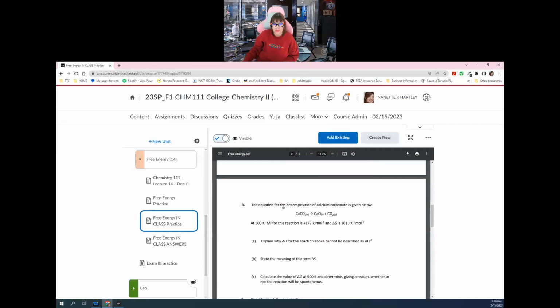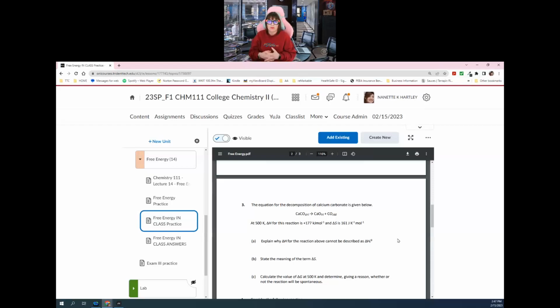Okay. The equation for the decomposition of calcium carbonate is given below. At 500 Kelvin, delta H for this is 177 kilojoules per mole, and delta S is 161 joules per Kelvin per mole. Explain why delta H for the reaction above cannot be described as a delta H not F. What does that not mean again? That means standard. So standard is 25 degrees, ambient pressure, 1 atmosphere, and we're making 1 mole of gas. So we have violated the temperature conditions for that. That's why it's not a delta H not F.